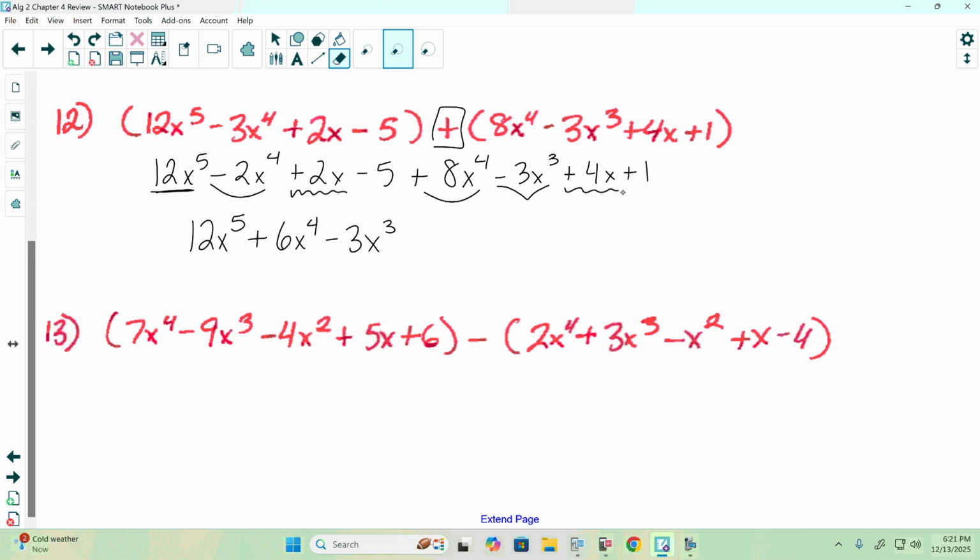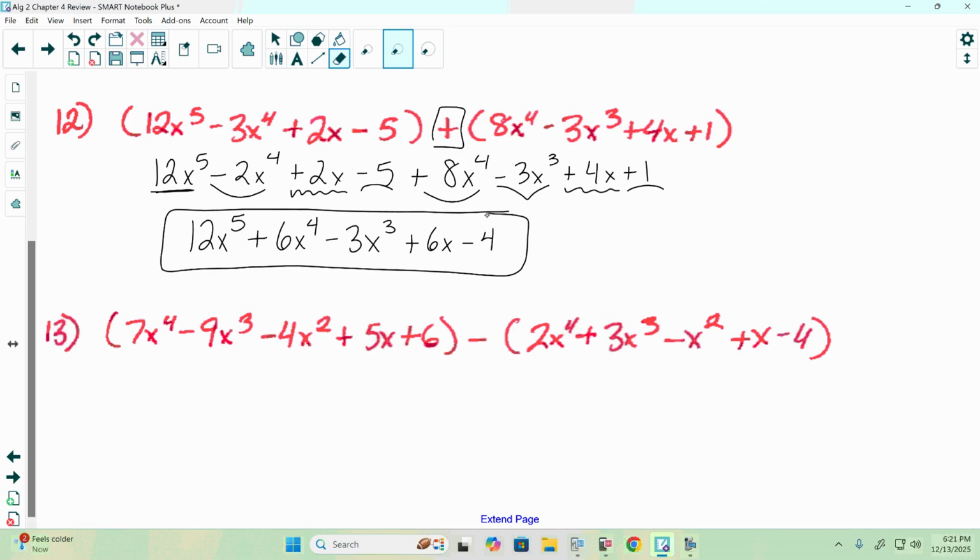We have positive 2x and positive 4x. 2 plus 4 is going to be 6x. And then lastly, we have negative 5 plus 1 is negative 4, telling us our final answer is 12x to the fifth plus 6x to the fourth minus 3x cubed plus 6x minus 4. Now this answer on the review sheet, it looks like it cut the minus 4 off, but it is minus 4.